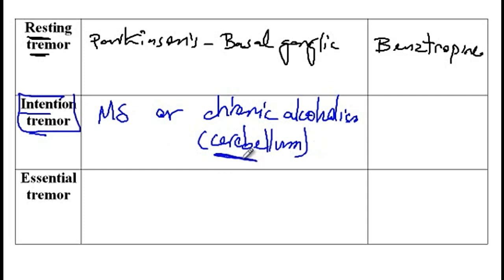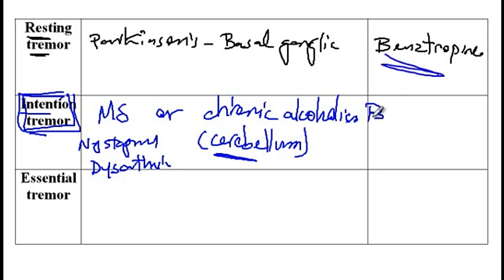Now, because there is damage to the cerebellum in these patients, sometimes nystagmus and dysarthria may also be present at the same time as the intention tremor. And for the treatment of these patients, you can give the same medication, which is benztropine.